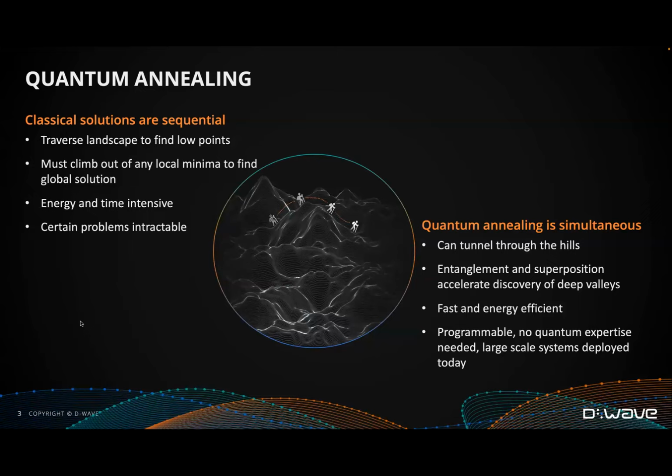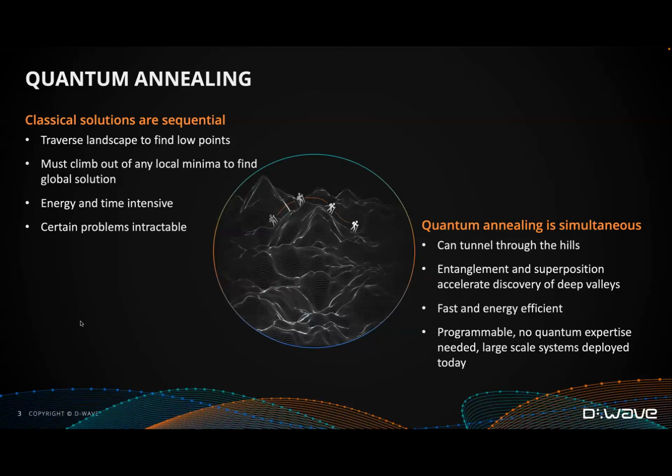And whereas your classical algorithms are going to be sequential, looking throughout that space, quantum annealing is going to use quantum effects like tunneling, superposition, and entanglement to search through that space very efficiently, very quickly, and kind of simultaneously. That is a very hand-wavy, non-technical description of what it is, but it's a nice mental picture to imagine what quantum annealing is doing. It's using those natural effects to minimize.